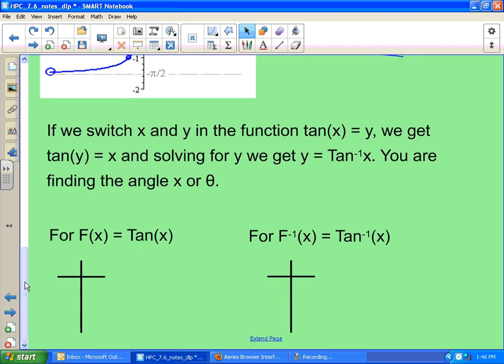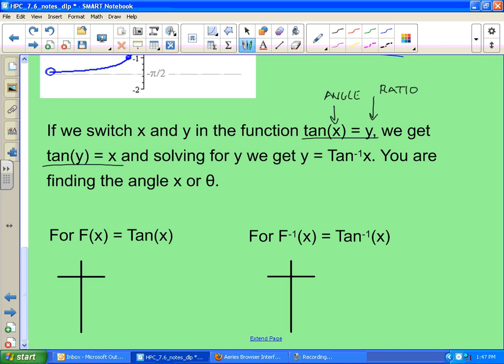So here's that switch and solve thing that we talked about, and how we write one equation into an inverse equation. So we had the original function, tan x equal y. We switch the x's and y's. Now they become tan y equal x. And remember what these parts mean. That is an angle. This is a ratio of sides. So now what happens is, that's now a ratio, and this is now an angle. So when I go and solve for the inverse tan, I am now looking for theta. No longer looking for ratios.